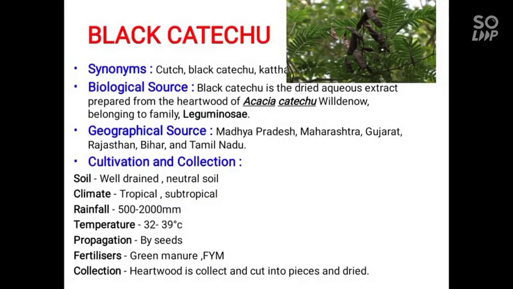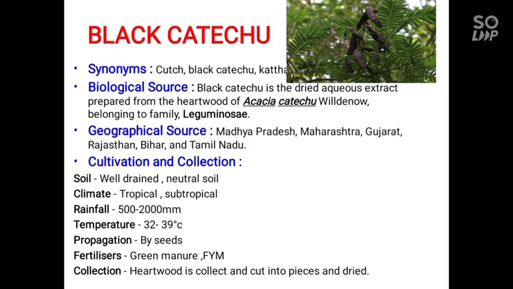Hello, I am Sapna. I will explain the next drug, that is black catechu. Synonyms: Kach, black catechu and Katha. Biological source: black catechu is a dried aqueous extract prepared from the heartwood of Acacia catechu Willdenow, belonging to family Leguminosae.